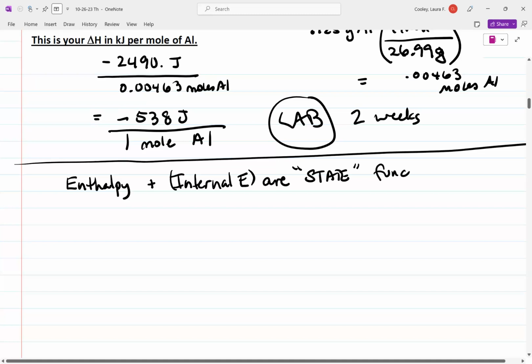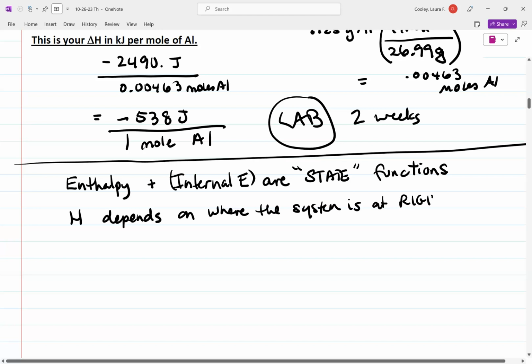There's a lot to this concept, but at our level, what it means is pretty simple. What it means is that H depends, I don't care about delta U, so I'm not going to even talk about it, enthalpy depends only on where the system is, where the reacting chemicals are right now, at this point in time. Take a snapshot. The enthalpy is determined by what's going on right now, what the temperature is, are they solid, liquid, or gas? What is their state at the moment? So enthalpy depends on where the system is at right now. It doesn't matter how it got there.